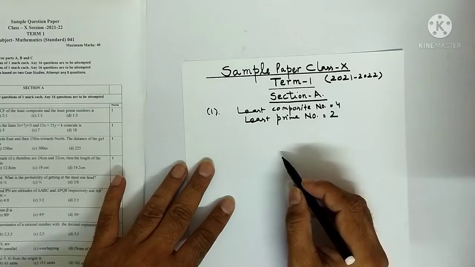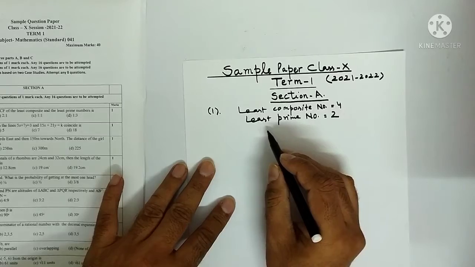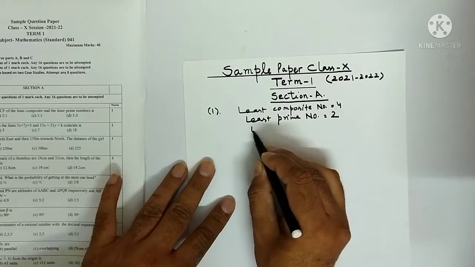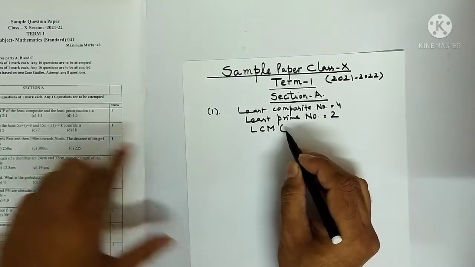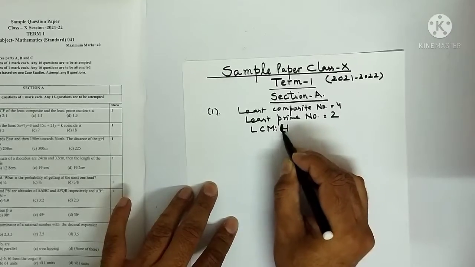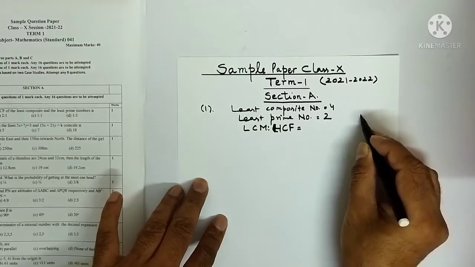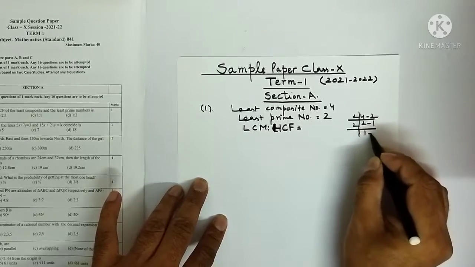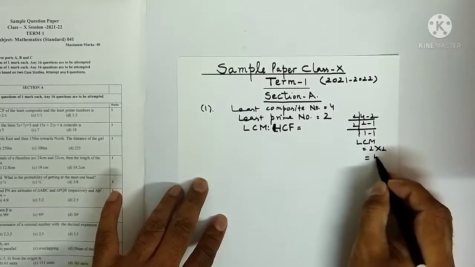Right? Now what is he asking? The ratio of LCM and HCF of least composite and least prime number. So we can write this as LCM ratio HCF. We need to take the LCM and HCF. What is the LCM of 4 and 2? 2 twos are 4, 2 ones are 2, so the LCM is 2 into 2, that is 4.